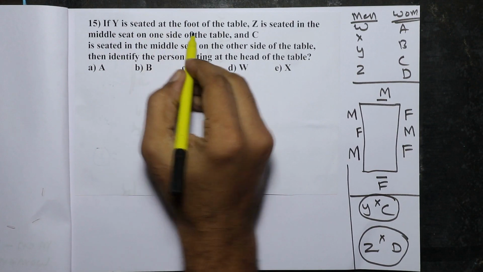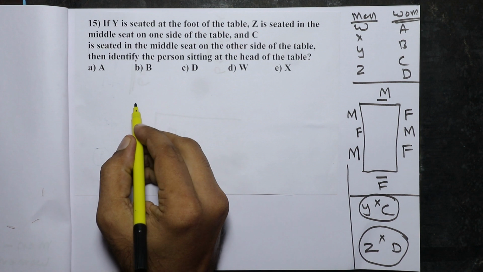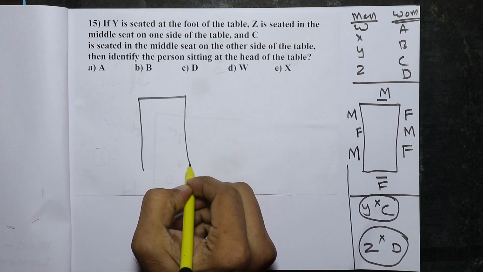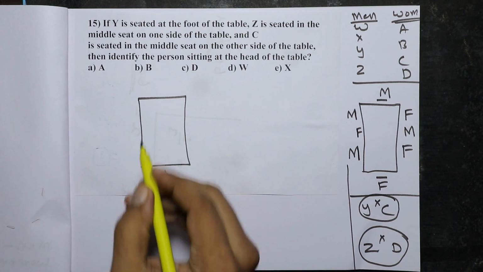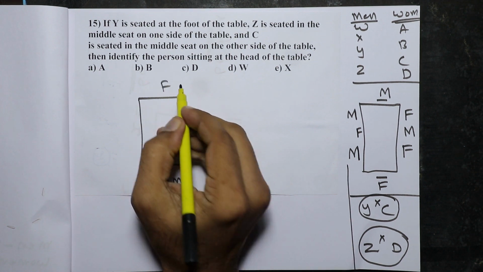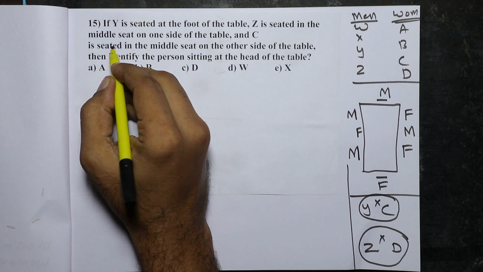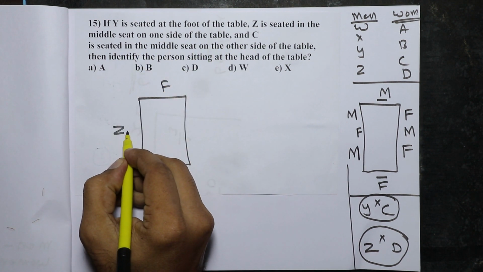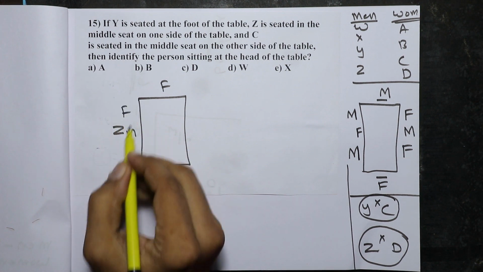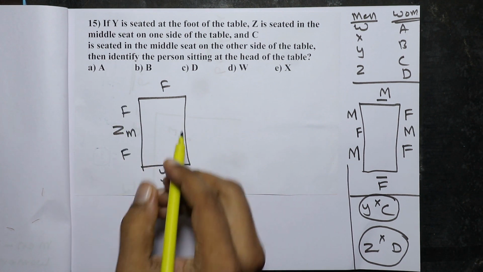If Y is seated at the foot of the table, so you have the table like this. Y is at the foot of the table and Y is male. So here you have a female. Z is seated in the middle seat on one side of the table. So Z is here, Z is male, and here you have a female and you have another female here.